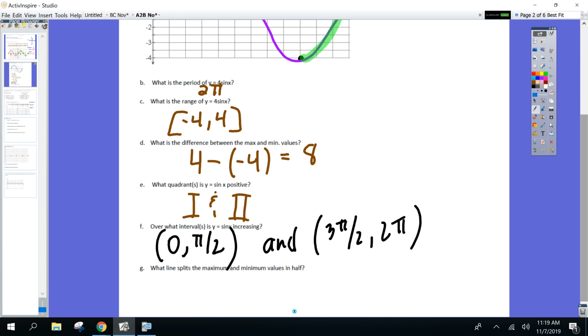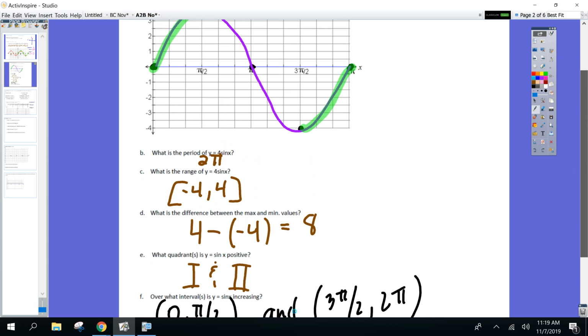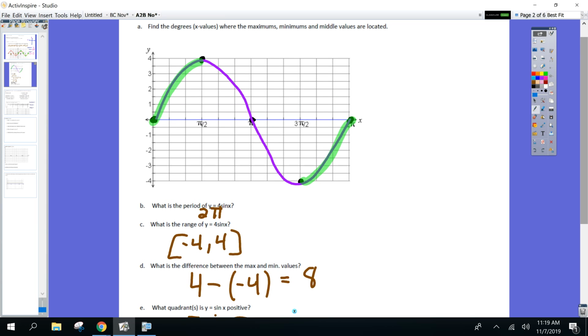Geez, this is a lot of parts, huh? What line splits the max and the min in half? So you got the max. Here's the min. Here's the max. Describe the line that splits it in half. What line is halfway in between those? The x-axis. Yes, the x-axis.